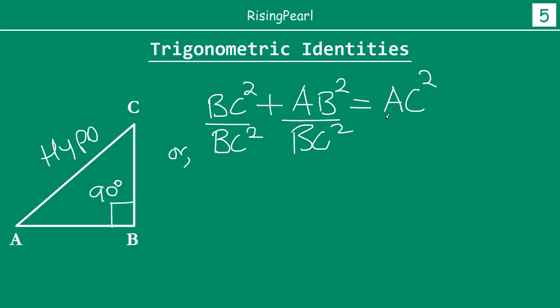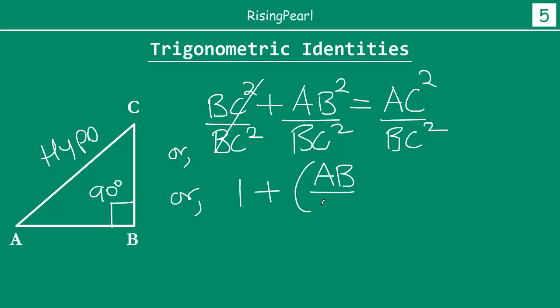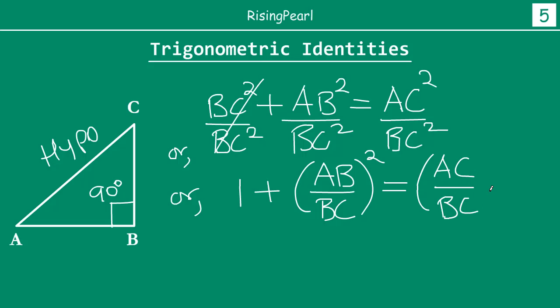BC square. So what we'll get here is, this will cancel out, this is 1 plus AB divided by BC whole square equal to AC divided by BC whole square.